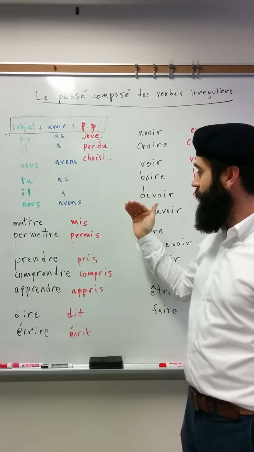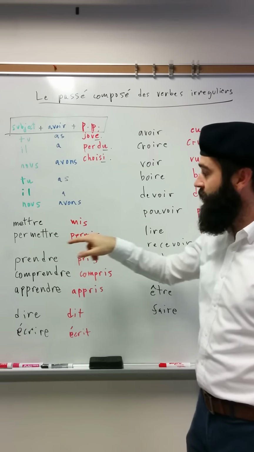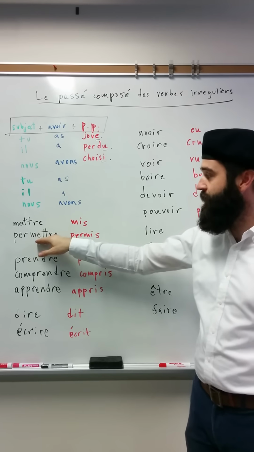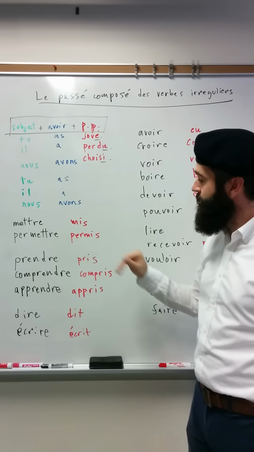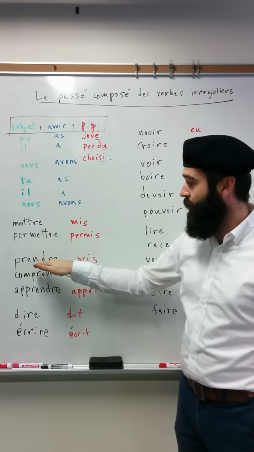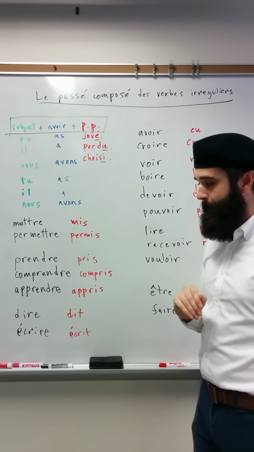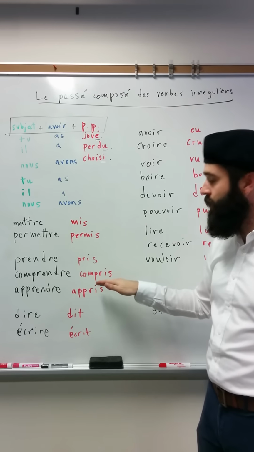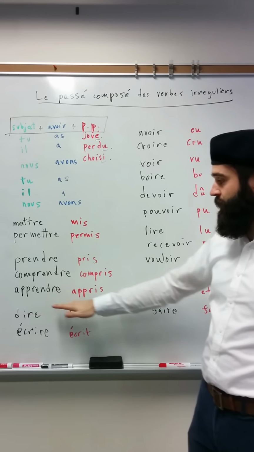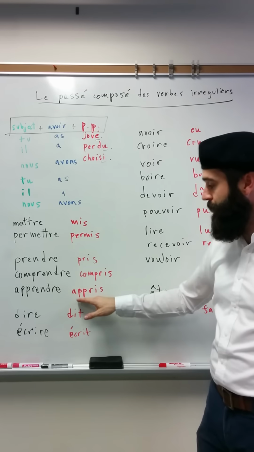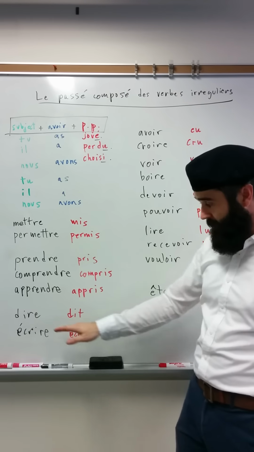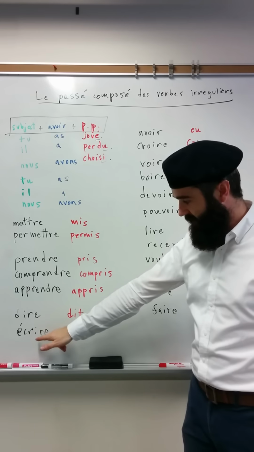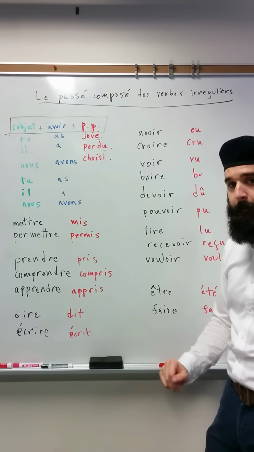The past participle of mettre is mis. The past participle of permettre is permis. The past participle of prendre is pris. The past participle of comprendre is compris. The past participle of apprendre is appris. The past participle of dire is dit. The past participle of écrire is écrit.